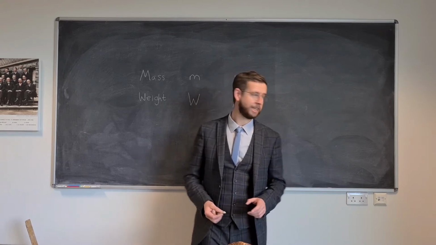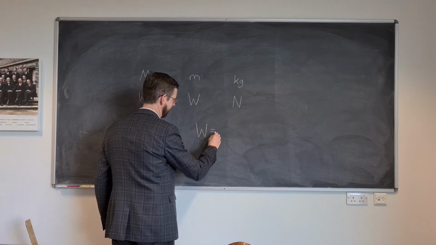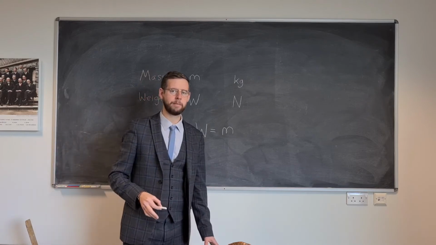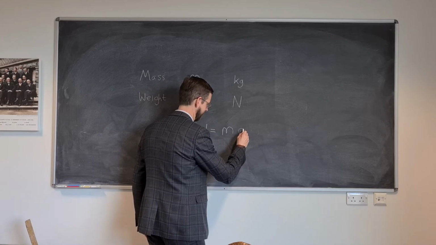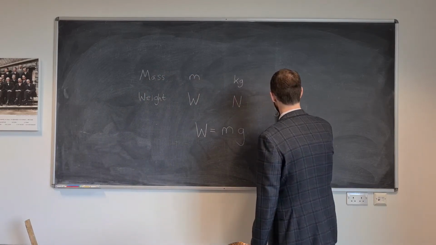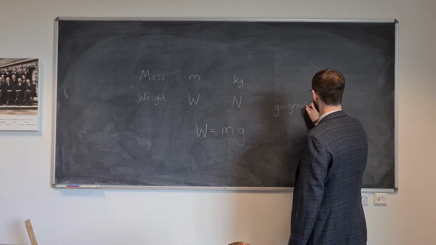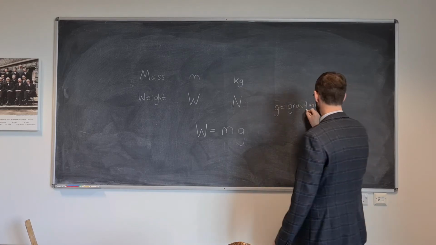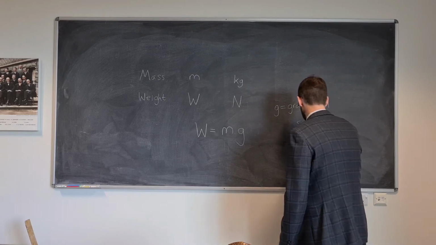This is the formula that you'll need to use. The weight is equal to the mass of the object multiplied by the strength of gravity. And we call that G, the strength of gravity, the gravitational, wait for it, field, I've not finished, strength.